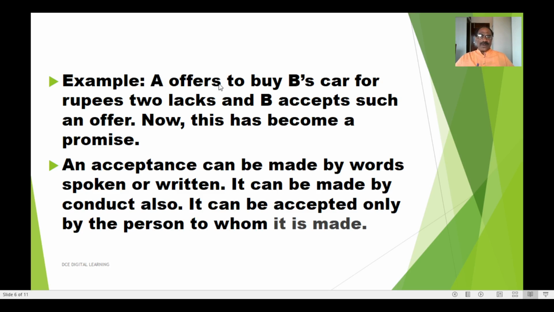Both the parties are there in the offer, and there is an offer from A. A offers to buy, meaning A is interested to purchase B's car. B is also ready to sell his car to A, and therefore B has accepted the offer of A. So there is an offer and there is an acceptance. B accepts such an offer.